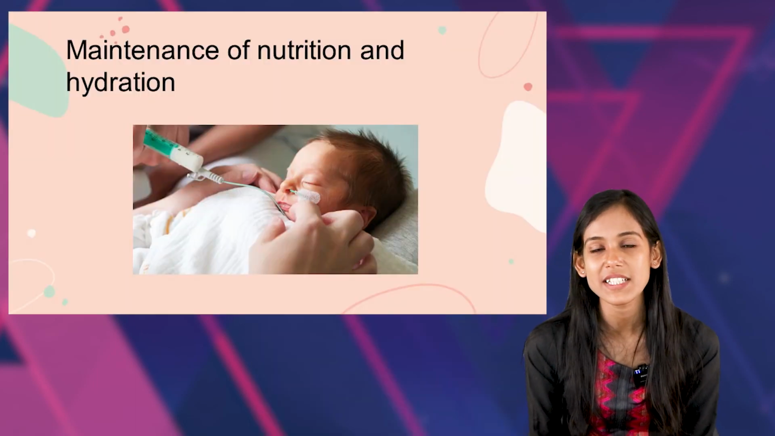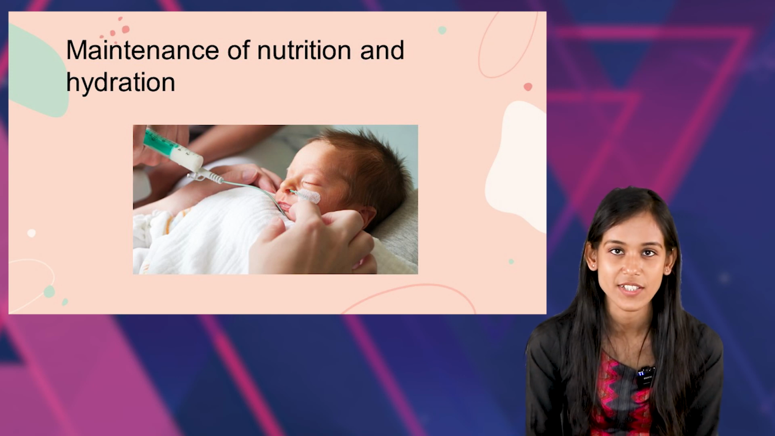The next thing is about maintenance of nutrition and hydration. During the first week of their life, their calorie requirement is around 60 calories per kg per day. And as they grow older, during the second week and the third week, their calorie requirements increase. So we have to make sure that we provide proper nutrients and meet the requirements of the neonates. For neonates weighing less than 1500 grams, the fluid requirement is 60 ml per kg per day, and then we have to increase that by 15 ml per day.